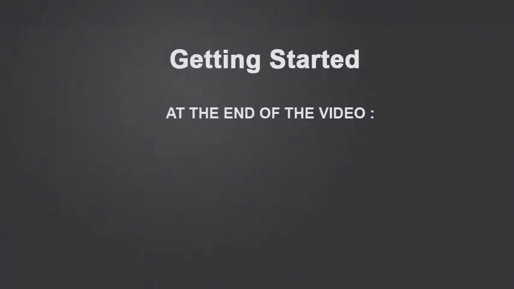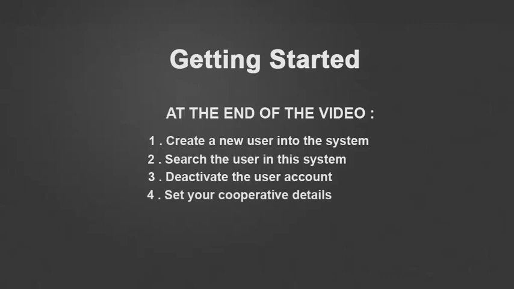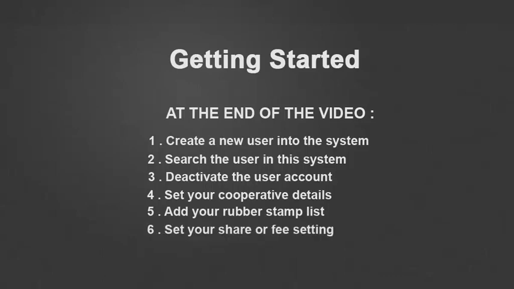Getting started. At the end of the video, you are able to: first, create a new user into the system. Second, search the user account in the system. Third, deactivate the user account. Fourth, set your cooperative details. Fifth, add your rubber stamp list for your cooperative. Sixth, set share or fee setting for your cooperative. Seventh, set allowance mileage for your cooperative.